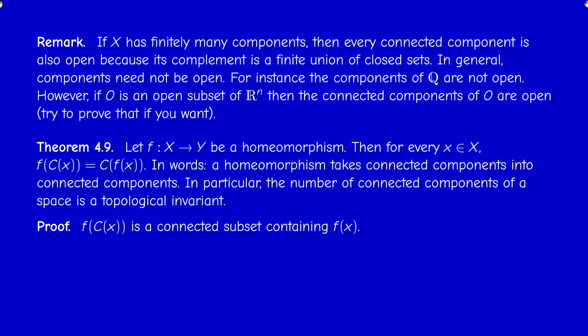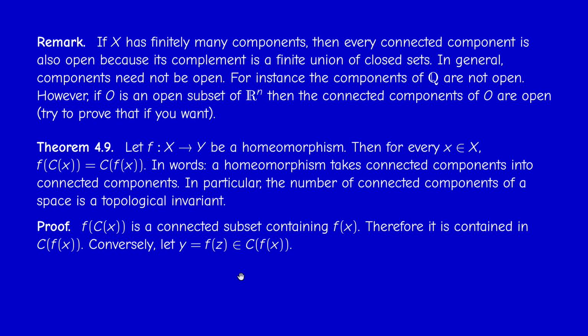Okay, so let us prove this equality. So how do we prove that? Double inclusion. So first of all, C(x) is connected, and we know that the direct image under a continuous map of a connected set is connected. And since x belongs to C(x), then f(x) belongs to f(C(x)). So f(C(x)) is a connected subset containing f(x). But C(f(x)) is the biggest connected set containing f(x). Therefore, we have one inclusion. So f(C(x)) is contained in C(f(x)).